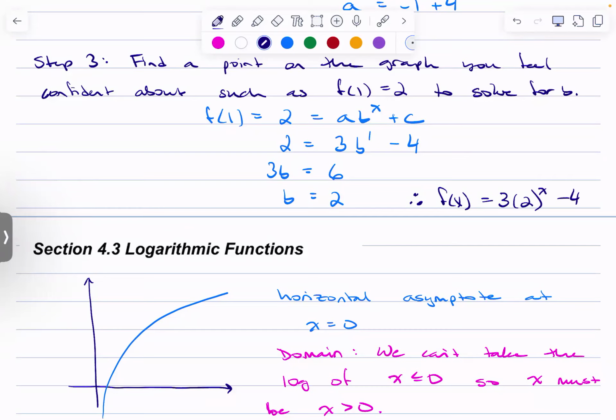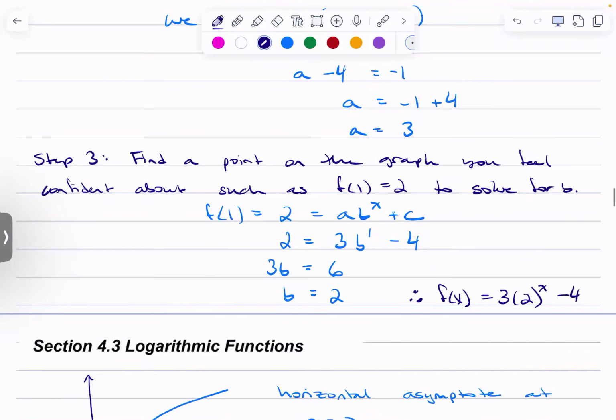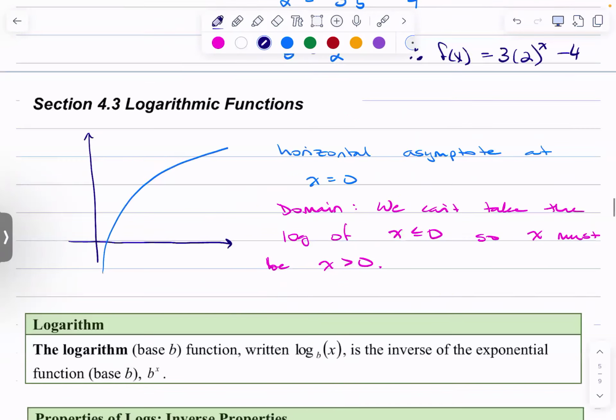Nice. Squeezed it onto that page. Any questions about that one? No? Are you ready for some logarithmic functions? Logarithms. Logs, log laws. I love logs.